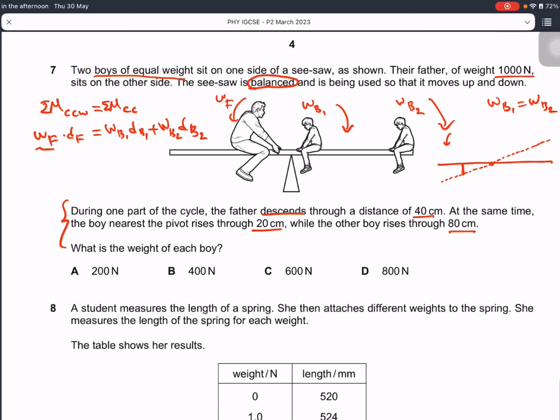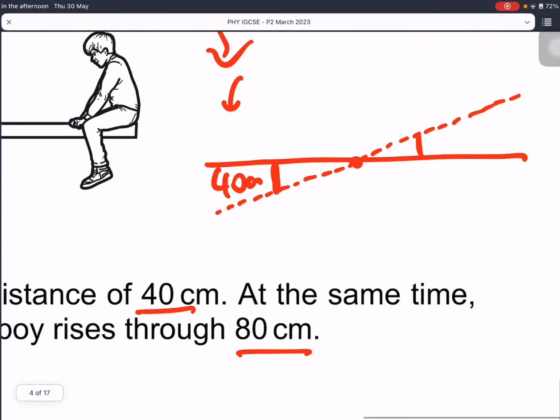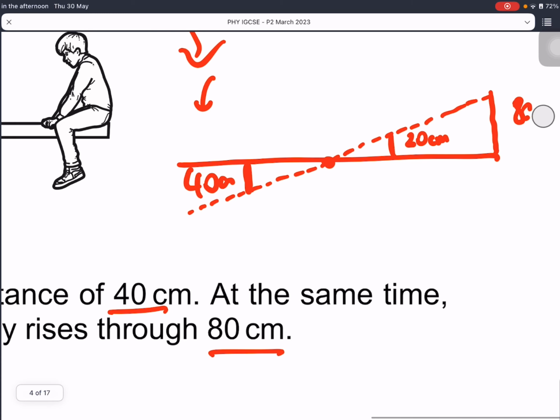So let's say the father was sitting here. This side descends 40 centimeters. The first boy is going to be 20 centimeters here. The second boy, 80 centimeters here.